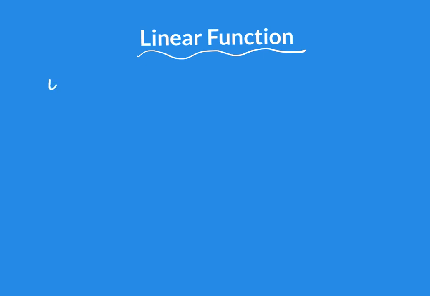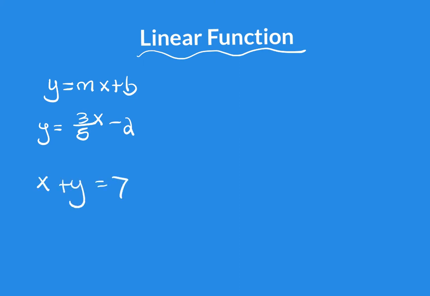Most people's brains, memories go to that y equals mx plus b. So anything in that form. So for example, I could have 3/5 x minus 2. So that is something in the form of the linear function. You could also have x plus y equals 7. The thing that they have in common is that the x value technically has exponent 1. We don't write exponent 1, so it looks like it just doesn't have any exponents.